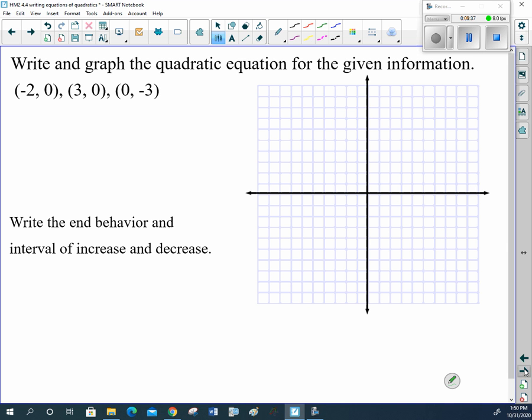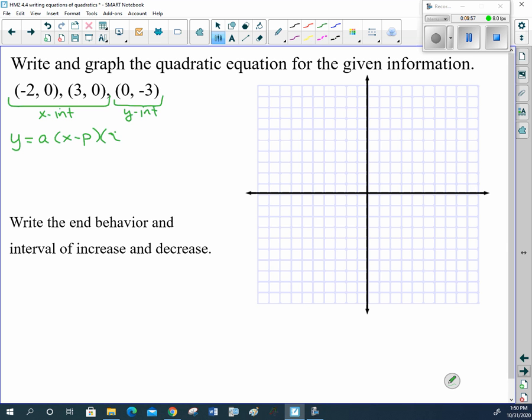Okay, so here's another example. Write and graph the quadratic equation for the given information. Analyze what kind of information you're given. Looks like these 2 points are x-intercepts. That point is a y-intercept. So I feel like intercept form is the best form to start with.